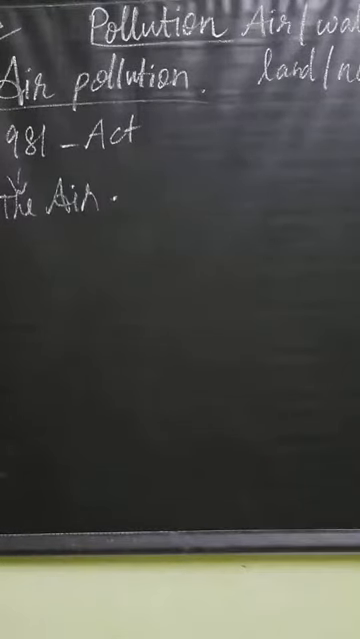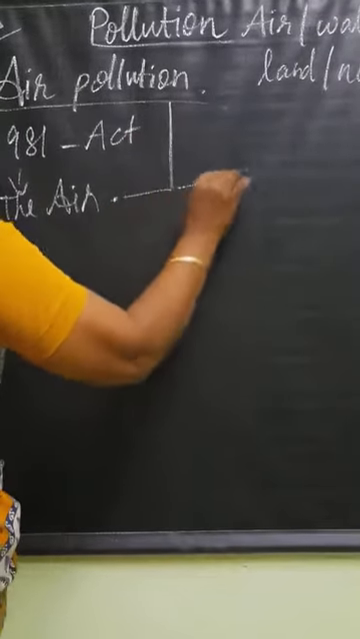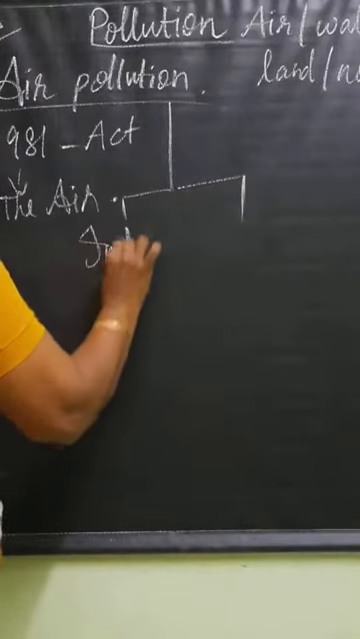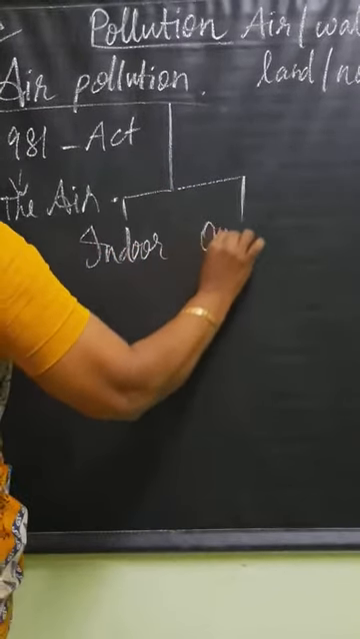Atmosphere is nothing but the surroundings of the earth, isn't it? So, if solid, liquid or gaseous substances are concentrated in the atmosphere and cause harm to human beings, all living things, plants, animals or the environment, it is called air pollution. Here we have 2 types of air pollution. One is indoor air pollution, the other one is outdoor air pollution.